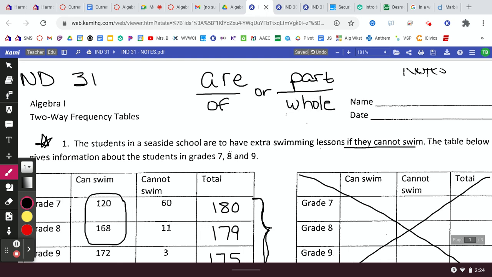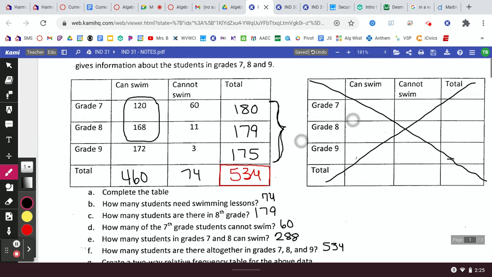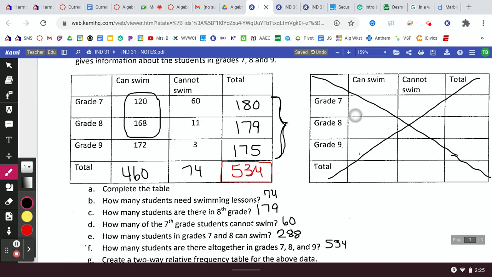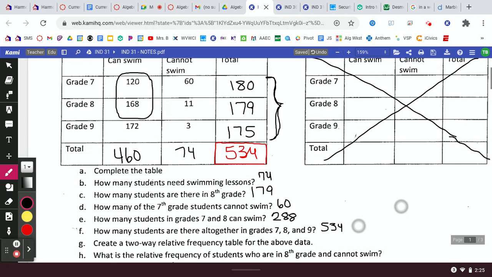And each question that you're going to be asked about this frequency table is going to be about a different part and a different whole. So it's not always going to be talking about the whole student body of 534. And I'll show you how to decide what exactly is your part and what is your whole. And the trick is paying attention to this R over of, which is why I show you both. Because you're going to build a fraction and then you're going to determine a percentage based on that fraction. So let me show you what that looks like.